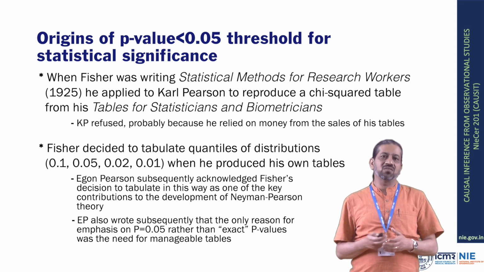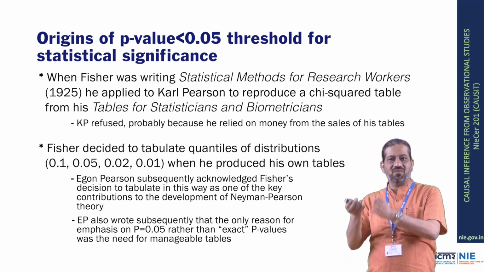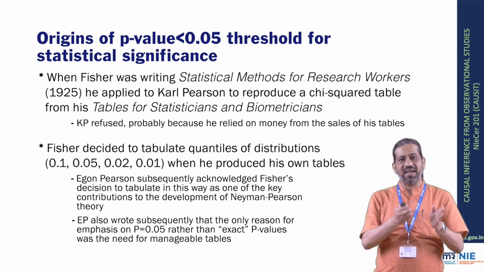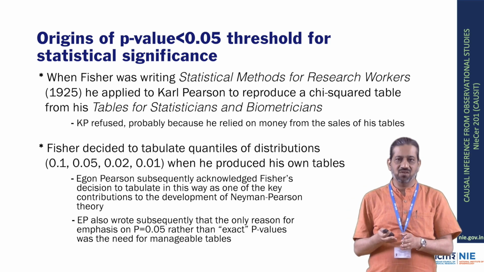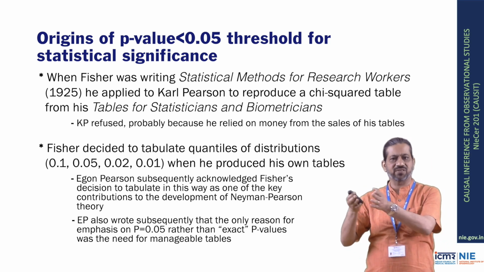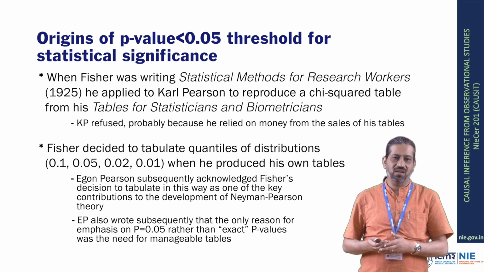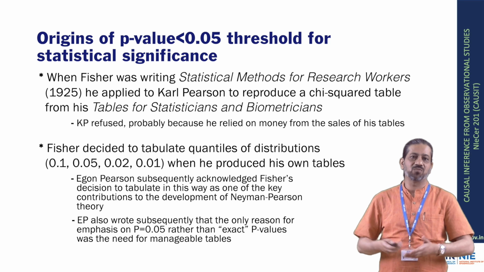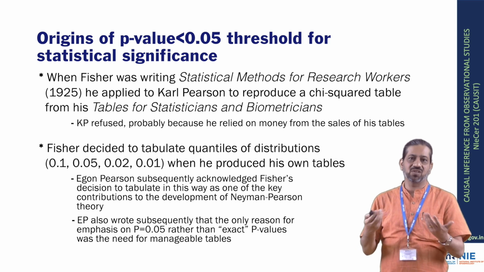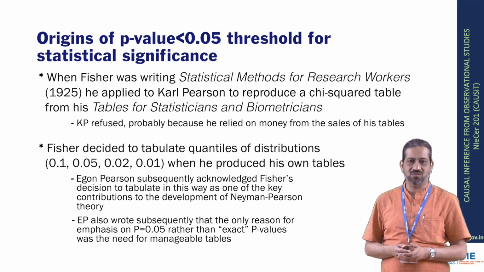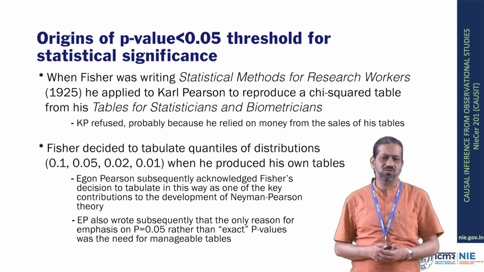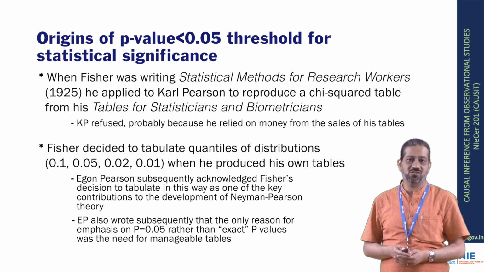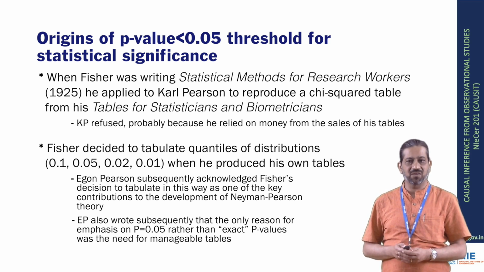And since Fisher did not have the exact p-values for each of the chi-square values, he decided to tabulate the p-value results. So you have 0.1, 0.05, 0.02, 0.01, and so forth. And that's the way he produced his own tables. And that is what you would see in most of the statistical tables that you have in the standard textbooks. In fact, Egon Pearson, who's responsible for the hypothesis testing, later acknowledged Fisher's decision of why he tabulated the p-values in this way.